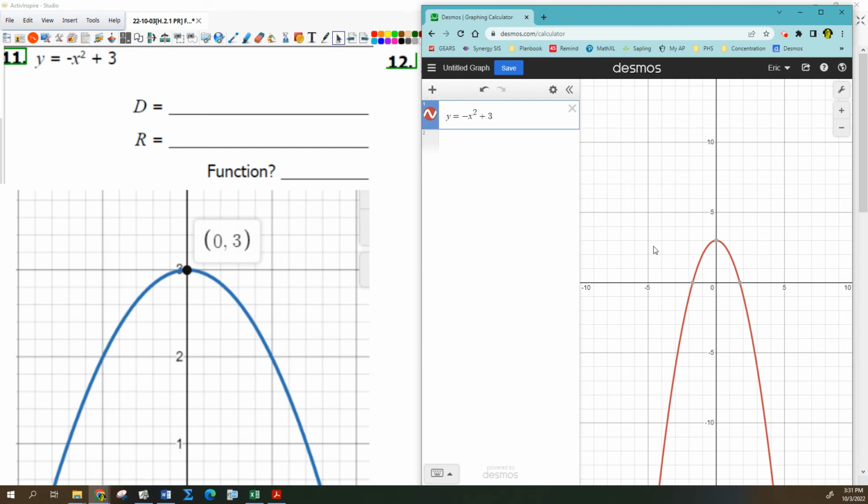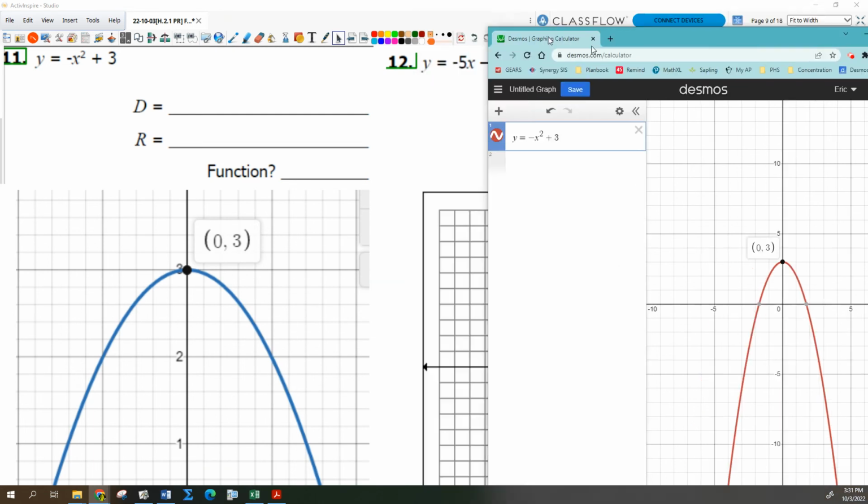Now, I need to know the coordinates of that vertex, because that is the top x value, agreed? Desmos is smart. It knows that I'm going to want to know the maximum, the highest value on that function, so it gives me a little gray point there. If I click on that, it tells me that it's at the point (0, 3). That's how you do it on Desmos.